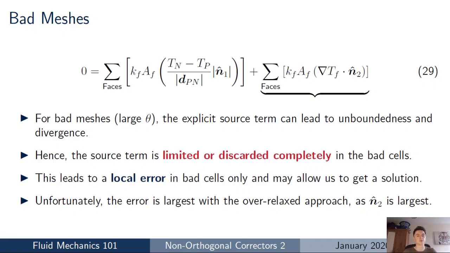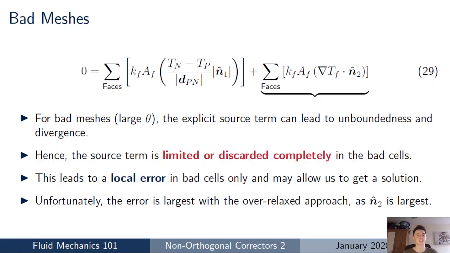And of course, when we do that, that's going to lead to an error. The solution is not going to be accurate in those bad cells. However, this is a sacrifice because it will hopefully allow us to get a converged solution for the entire domain. So what CFD codes do is sacrifice the accuracy of the solution locally in a few of the really bad cells where the non-orthogonality is high, so that we can still obtain a solution throughout the entire mesh.